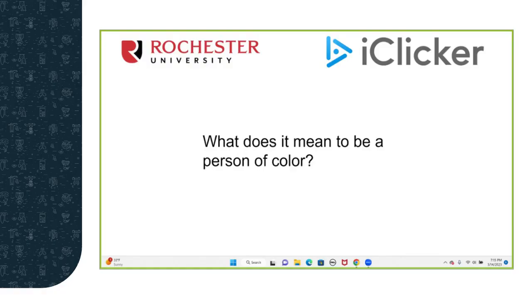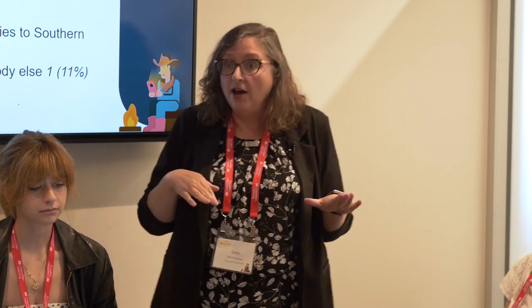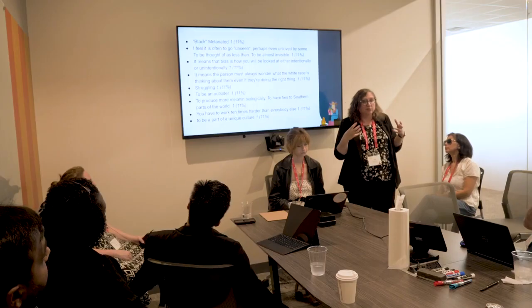So I asked my students, what does it mean to be a person of color? And here are the results. I'm looking at these results and I can pretty much identify who my white students are, right? Black, melanated, probably a white student, doesn't really have any concept of what the lived experience of a person of color would be. Struggling to be an outsider. Those are probably responses from my students of color.